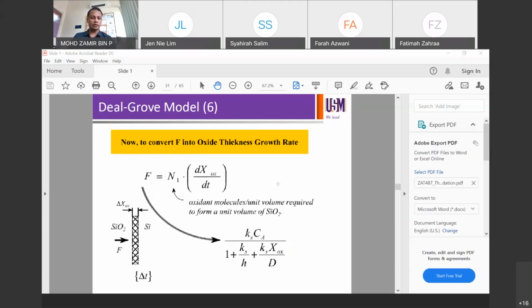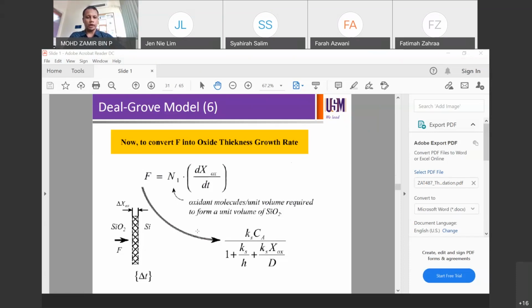Okay, so to be able to calculate the oxide thickness over time in your process, whether it's dry ox or wet ox, you have to convert the flux, which is given by this Ks Ca over this denominator. So the flux has to be converted to thickness. Okay, the representation is this. If you can see the figure on the left, down left there, oxide thickness, then the incoming flux, and then silicon is on the right. Delta T is the change of thickness over time.